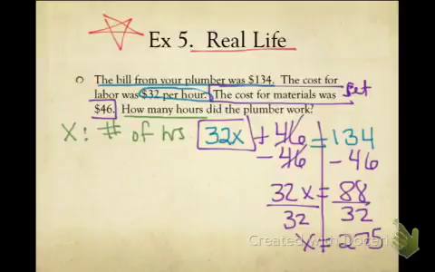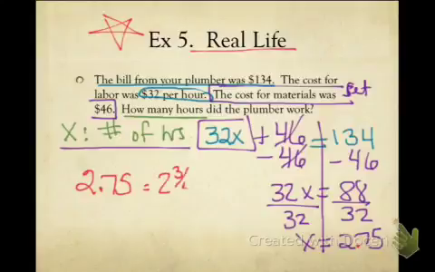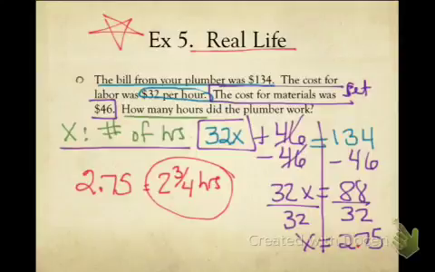Now a couple things that you need to remember. X is the number of hours. So the question is, can I work part of an hour? And the answer is yes. In fact, 2.75 is the same thing as 2 3/4 hours that the plumber is working, or 2 hours and 45 minutes. I'm okay with you keeping it as 2 3/4 hours, but I do want you to know what that really means.